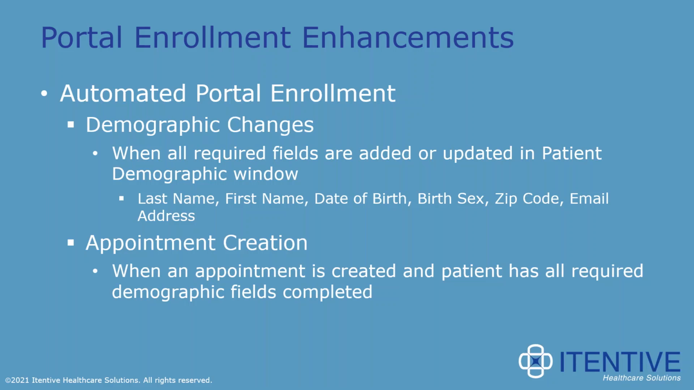I will say NextGen has announced plans to post general release to offer text-based enrollment in addition to email. So that is something to keep in mind. I'm sure patients are more than willing to give their mobile phone number versus their email address, but I would start collecting those email addresses now if possible. The next automatic option is when an appointment is created. Again, the patient would have to have all of the required demographic fields completed before the appointment is saved to the schedule.